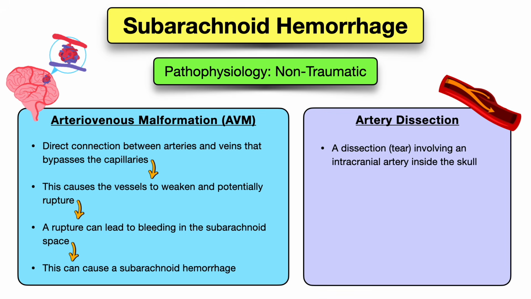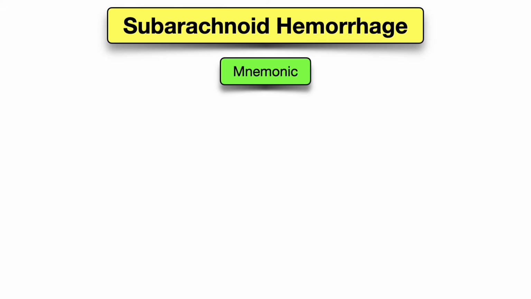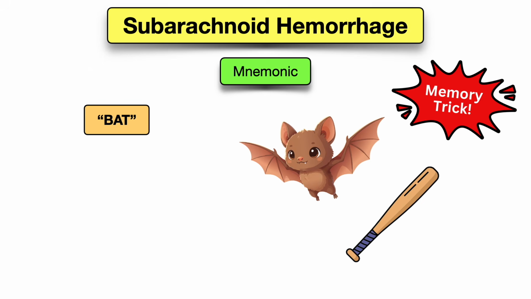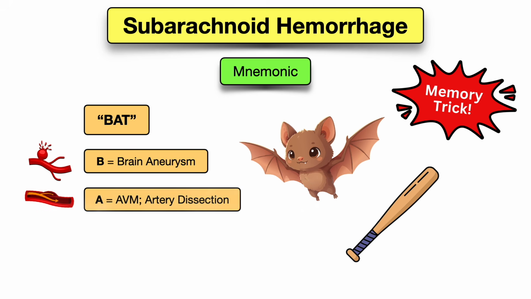Another non-traumatic cause is artery dissection. A dissection or tear involving an intracranial artery, or an artery inside the skull, can cause the artery to rupture into the subarachnoid space. This can cause a subarachnoid hemorrhage as well. Here's a quick memory trick to remember the causes of a subarachnoid hemorrhage. You can use the mnemonic BAT. The B stands for brain aneurysm, the A stands for AVM and artery dissection, and the T stands for trauma.